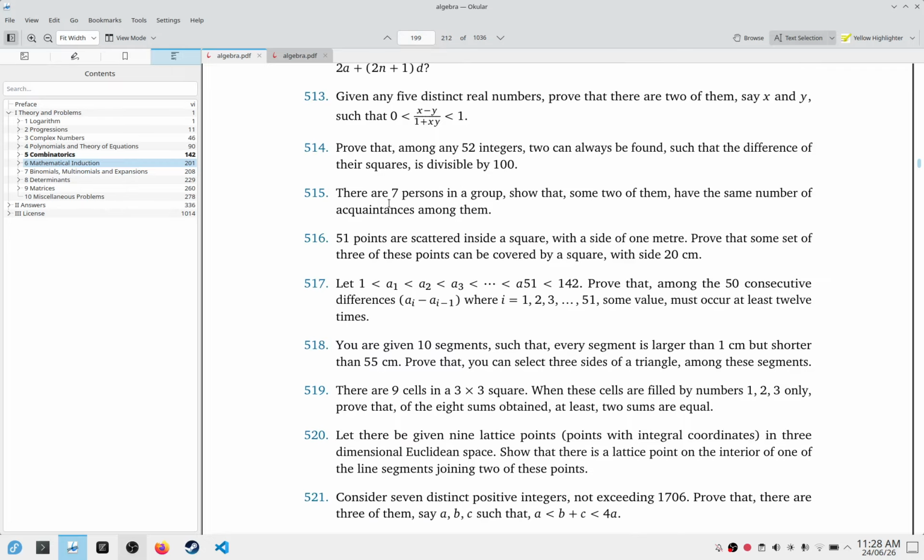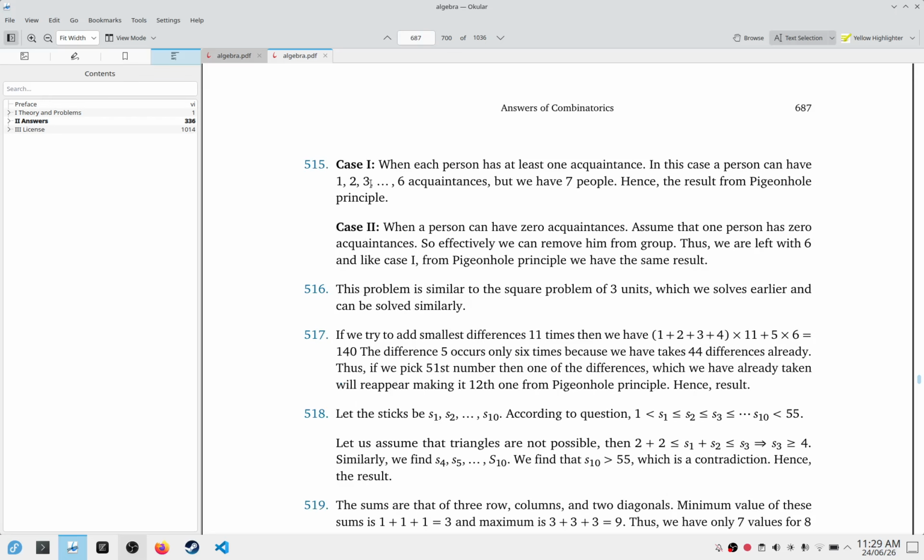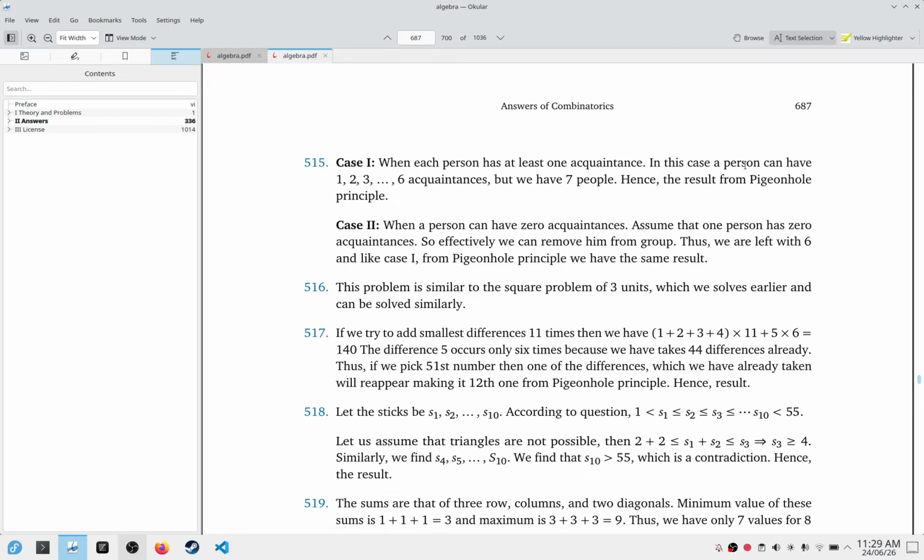Question 515 says that there are 7 persons in a group, prove that some 2 of them have the same number of acquaintances among them. So case 1, when each person has at least one acquaintance. In this case, a person can have 1, 2, 3, up to 6 acquaintances. But we have 7 people, hence the result from the pigeonhole principle.